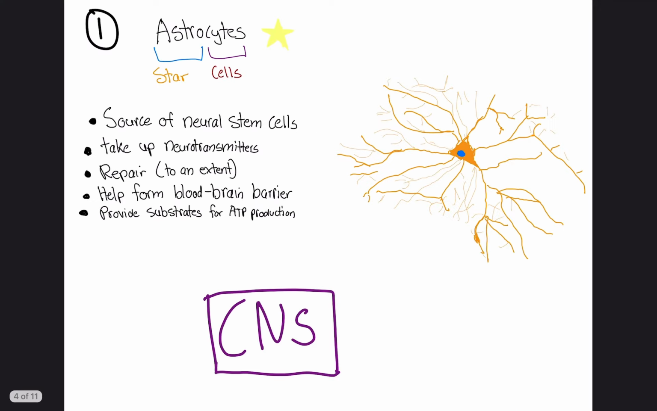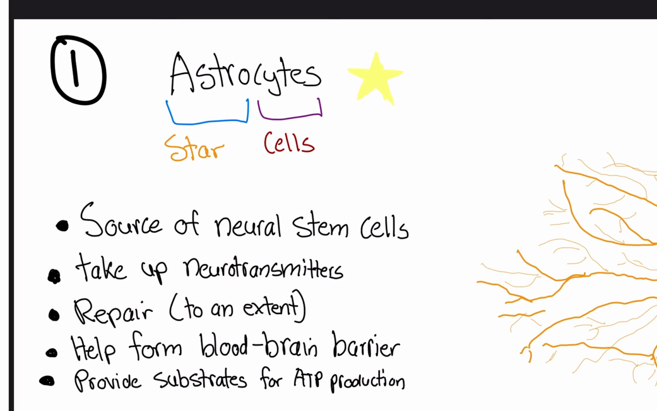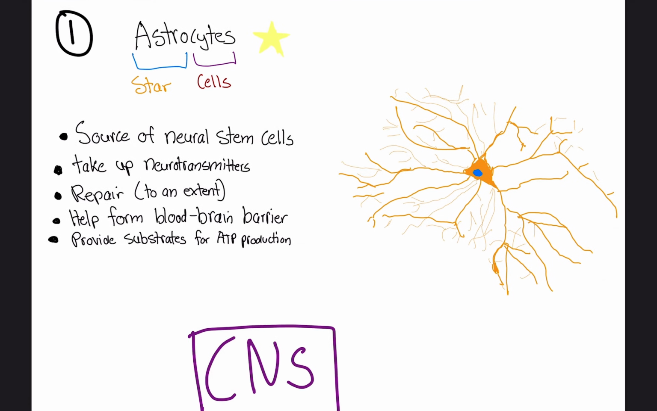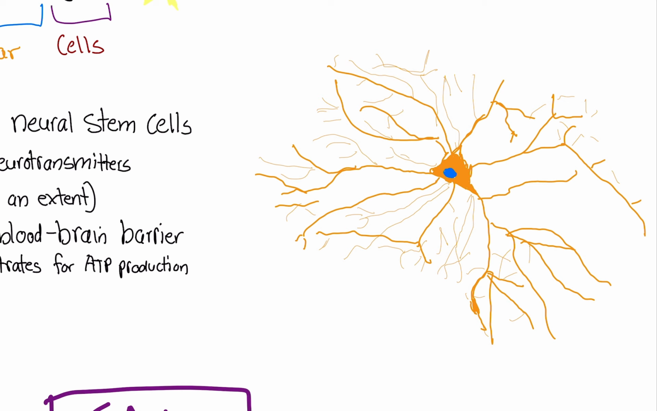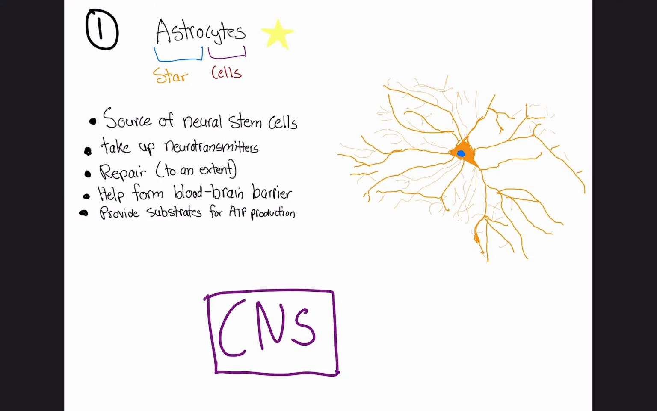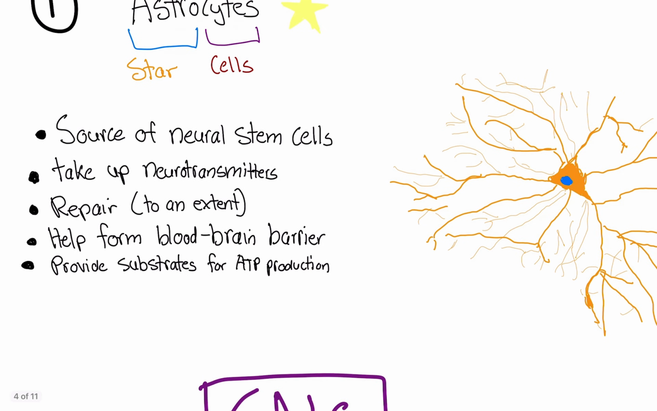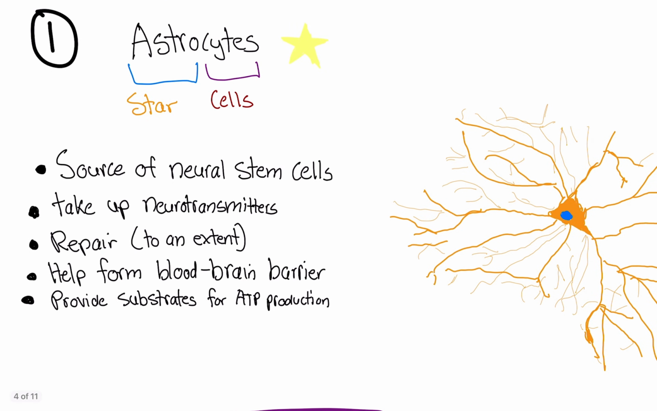So the first supporting cell we have is called astrocytes. This literally translates to star cell. The reason is because of how I drew this. They basically look like stars. All the pictures you're going to see, I hand drew, because I want to make the best quality content for you guys. So what do they do? They are the source of neural stem cells. Okay, I want to tell you a fact, and it's very, very important you understand this.